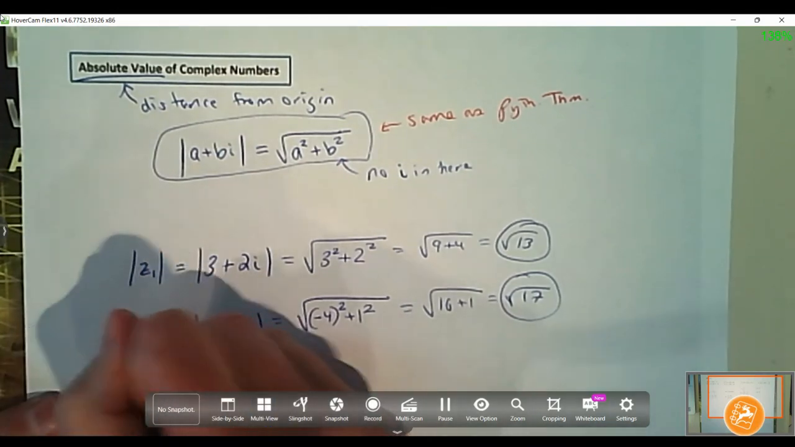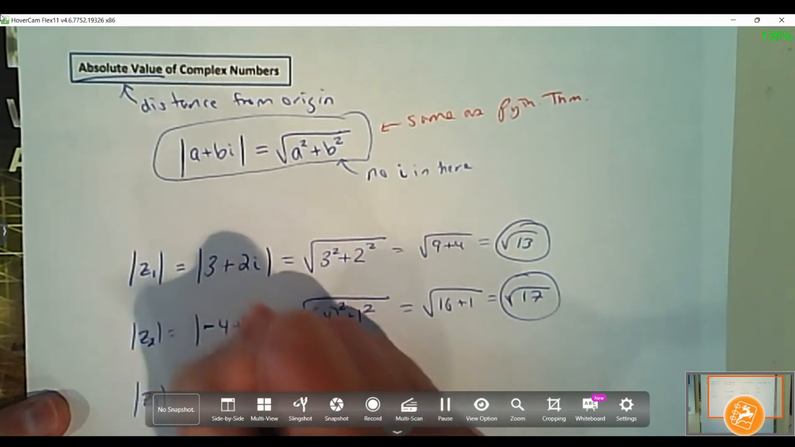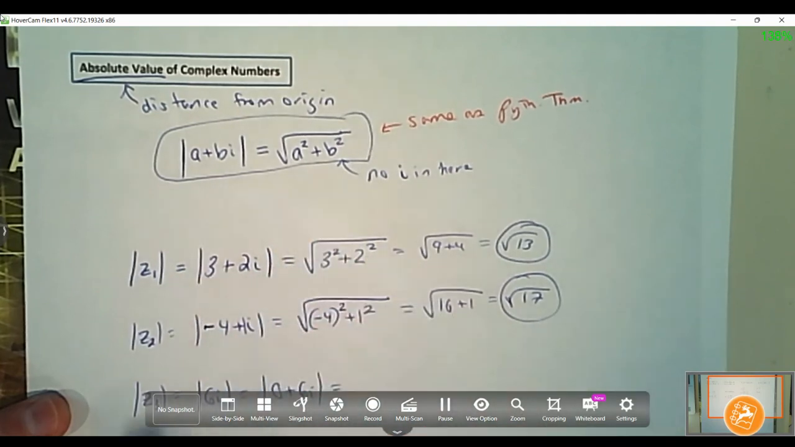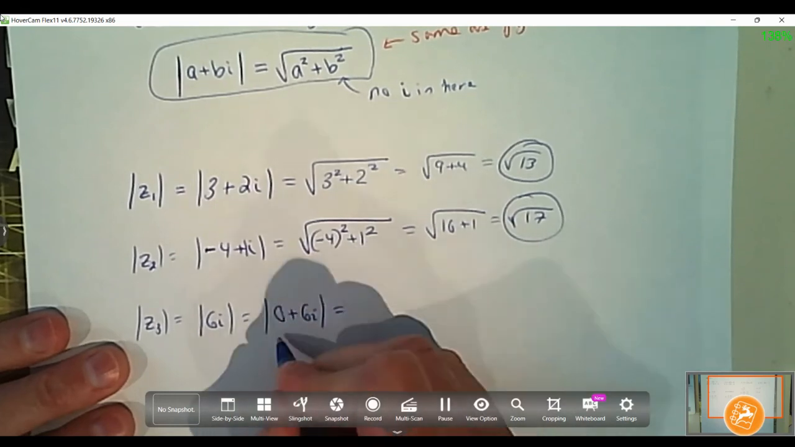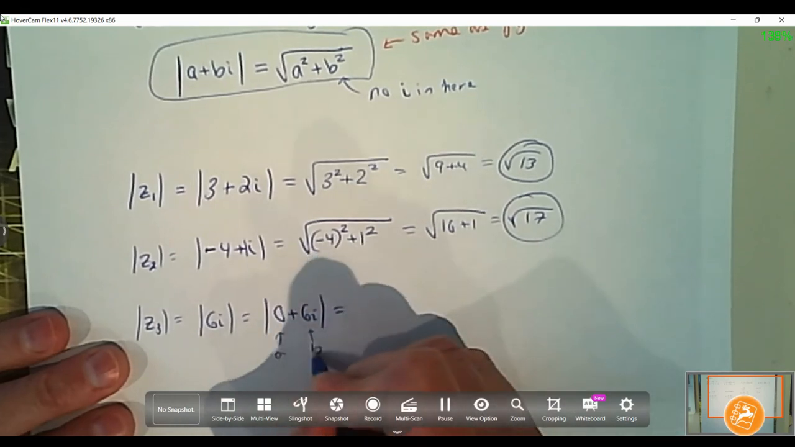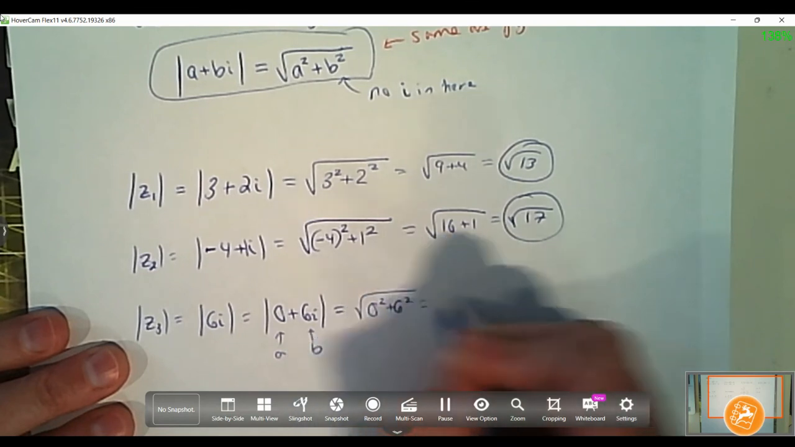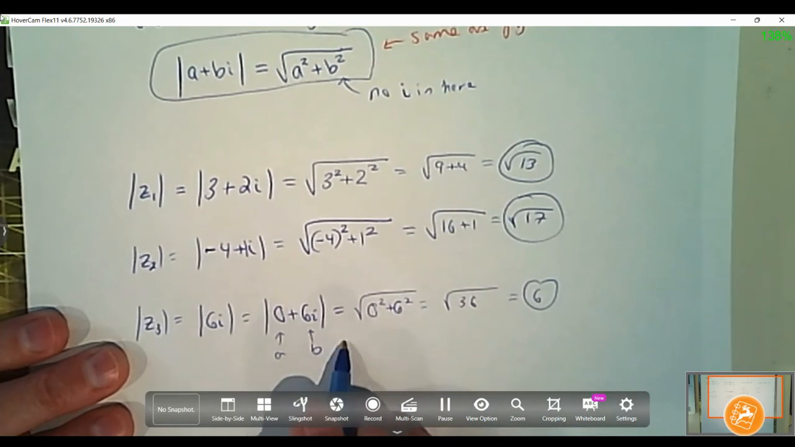And for the last one, z sub 3, the formula does work here for the absolute value of 6i, but I'll show you a shortcut in a second. If you want the absolute value of 6i, we want the distance from the origin. So if I think of it like this, 0 is my a and 6 is my b. If I do the square root of a squared plus b squared, I get the square root of 36, which is 6. So the formula totally works.